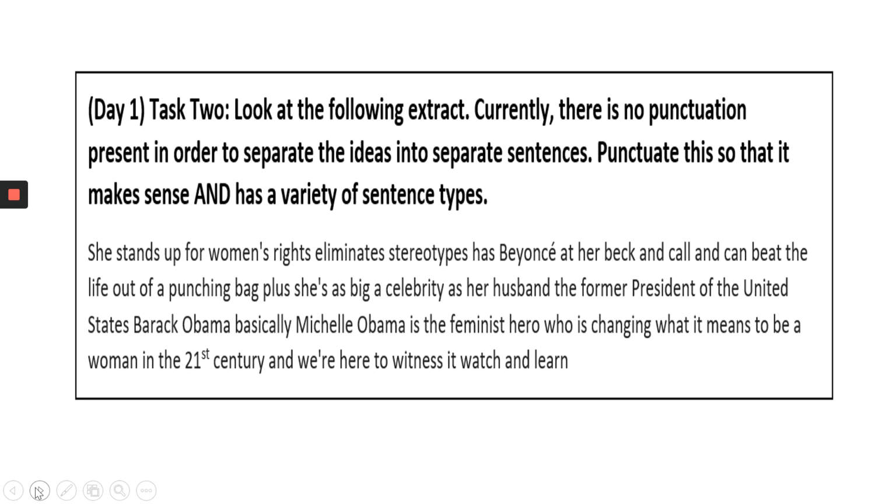Then have a look at task 2. If you look at the extract, there's no punctuation in order to separate the ideas. Your job is to go through and have a think first of all about where you're going to put your full stops. Where does it make sense to break one sentence before you're going to start into another one? Have a look for your commas. Have a look for any other punctuation types, something perhaps a bit more sophisticated. Perhaps a colon or a semicolon needs to go in there as well. Have a think. How would you punctuate that extract?